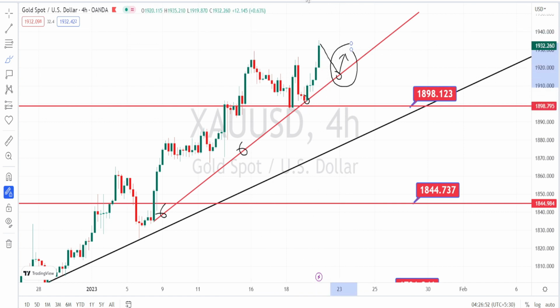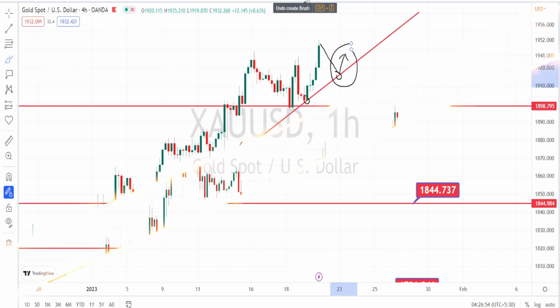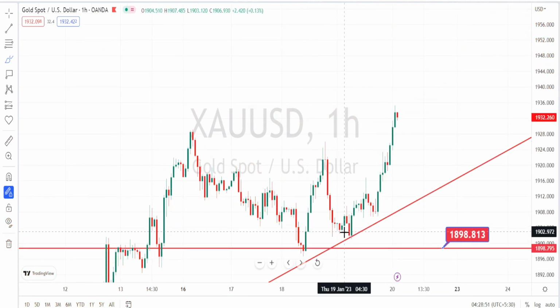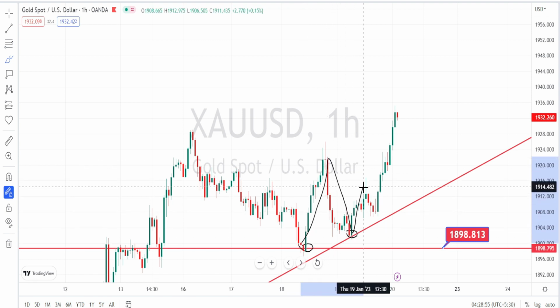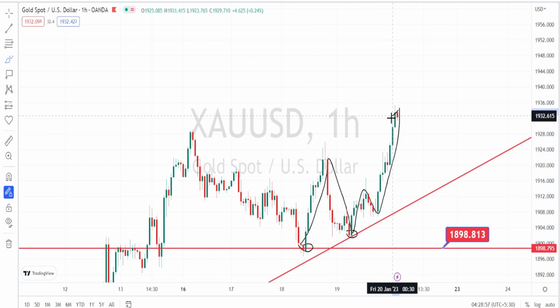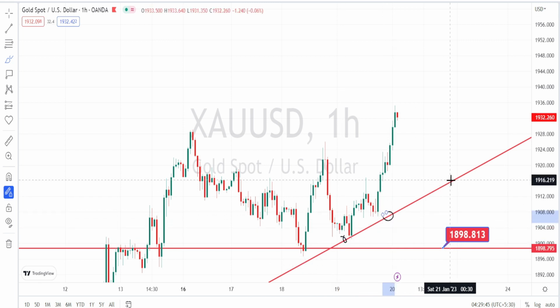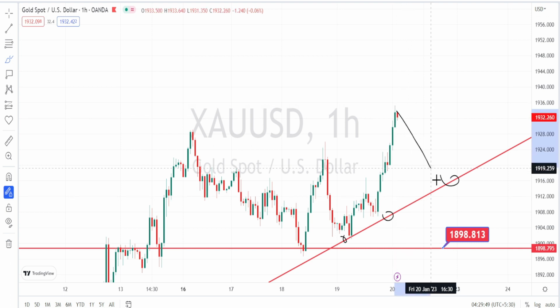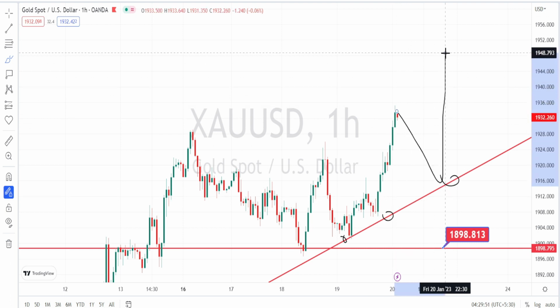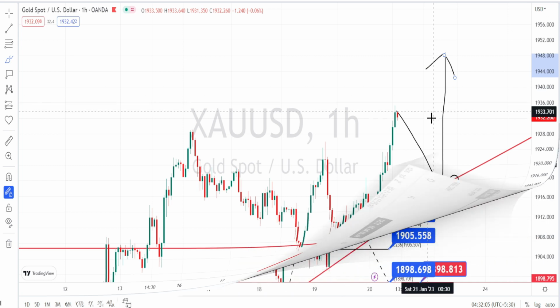Let us look at the price action in hourly time frame. I'm in hourly time frame. In hourly time frame also, we are noticing the current trend to be in a very strong bullish trend. And as long as the price action is trading above this trend line or support line from the 4 hours time frame, we can expect the bullish trend to continue in hourly time frame also.